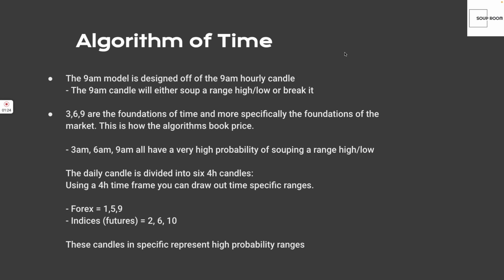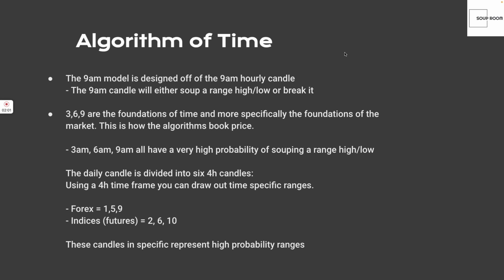Focus on the soups for now. If there's no soup, there is no trade. The daily candle is divided into 6 4-hour candles. Remember the power of 3? Divide that 6 into 2. Divide it in half. 3 and 3. Using a 4-hour time frame, you can now draw out the specific ranges.